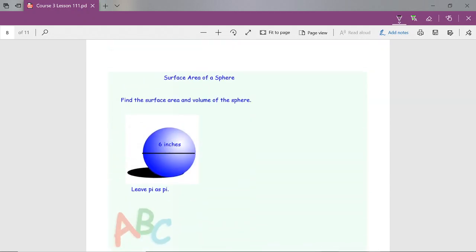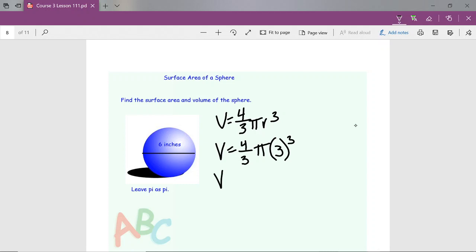So surface area and volume of this sphere that has a diameter of 6 inches. When we do this, let's do the volume first. I'm going to use my formula, 4/3 pi r cubed. So plug in what you know, 4/3, and we're leaving pi as pi. And then my radius is 3 that we're going to cube. So I get a volume of 4/3 times pi times 27. Well, I'm going to put this 27 as a fraction because I see with this fraction over here, I can simplify some things. And I end up getting 36 pi, and since I'm in volume, inches cubed.